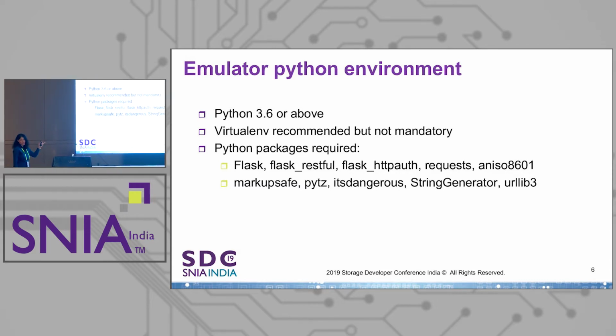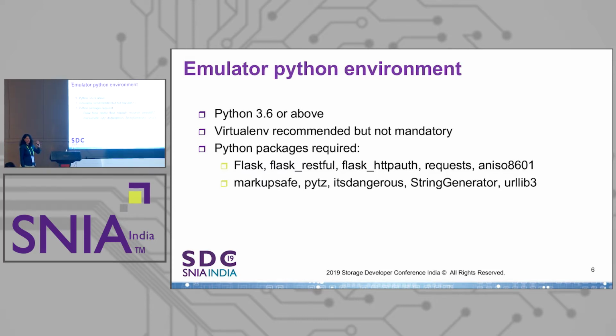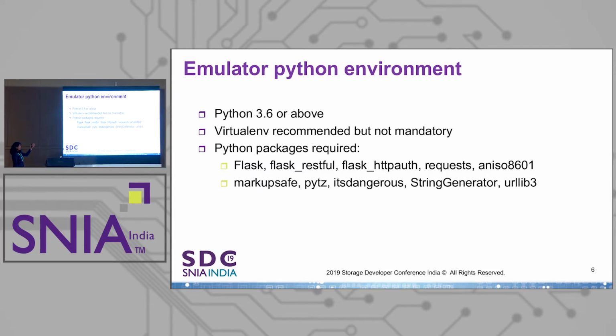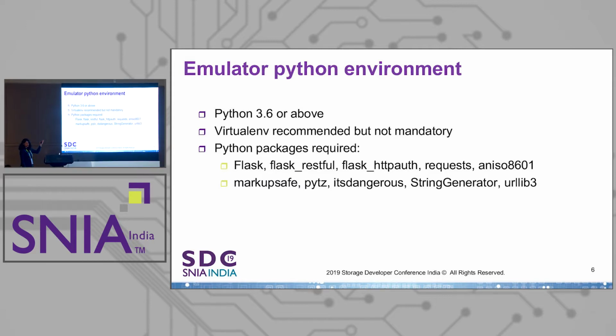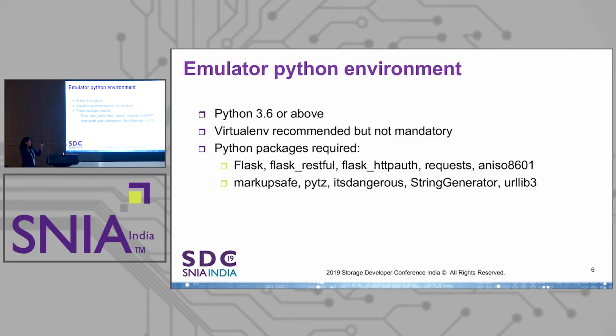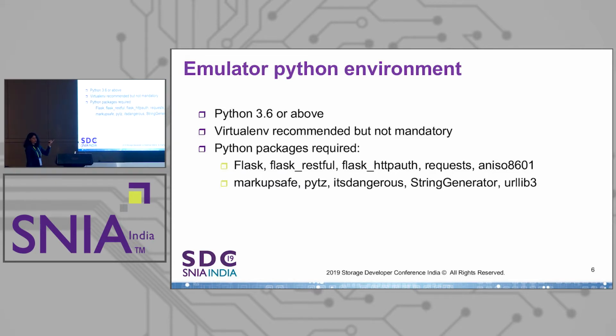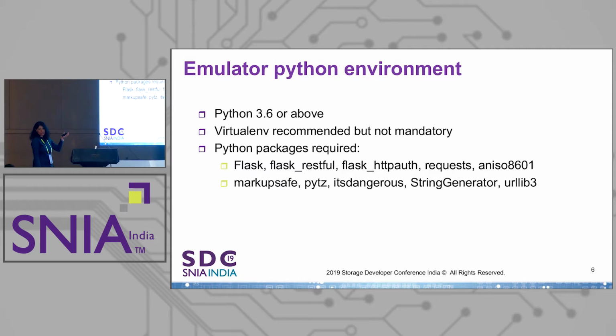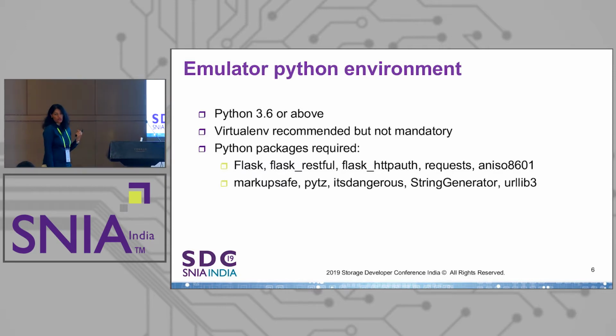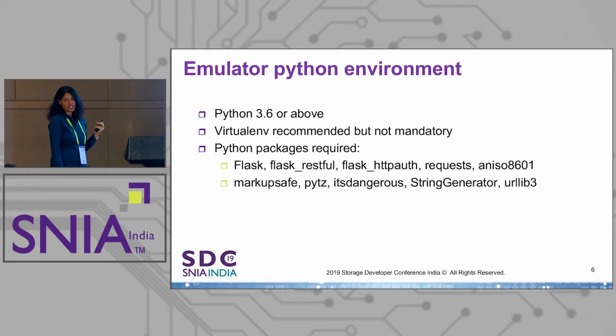This is a list of 10 packages which are to be installed. These are mandatory packages. You might have questions like, why Flask? Flask is a micro framework used in Python. Then Flask-RESTful and Flask-HTTPAuth are useful for this emulator. Requests is the de facto standard for the request framework. ISO 8601 is for parsing the time zones. MarkupSafe is required for HTML, to make sure that HTML is safe, and it helps remove the injection problem that we have. pytz is again about time zones.